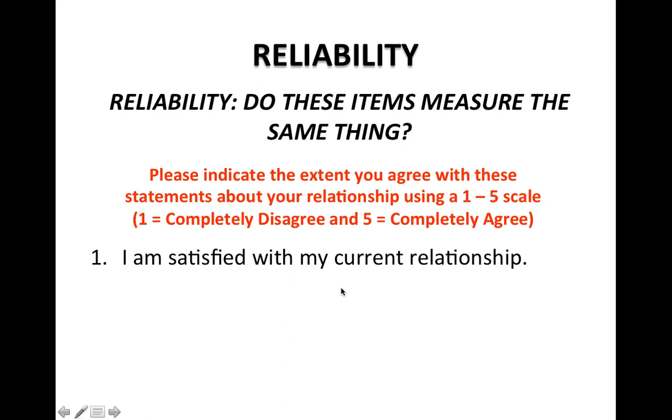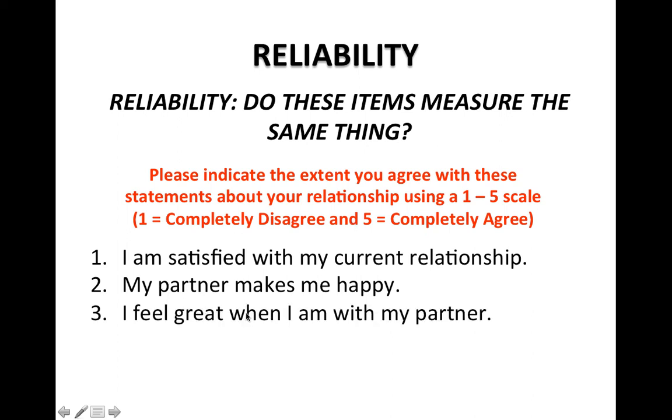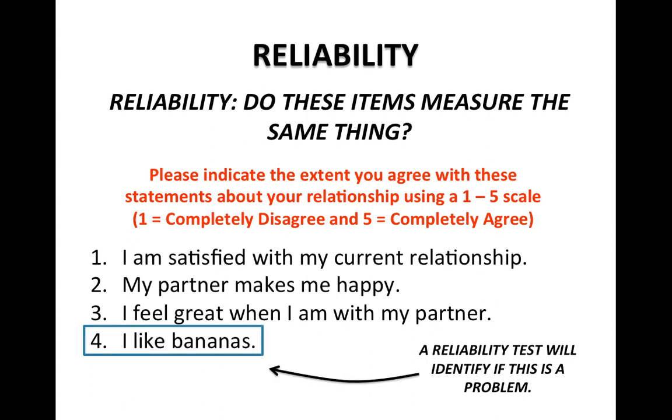So we have item 1, I am satisfied with my current relationship, and people can answer using a 1 to 5 scale. Then we have number 2, my partner makes me happy. Number 3, I feel great when I'm with my partner. And number 4, I like bananas. So if you run a reliability test, the test should let you know that this question is not like the others. So these 3 are measuring the same underlying construct, but this one is not.